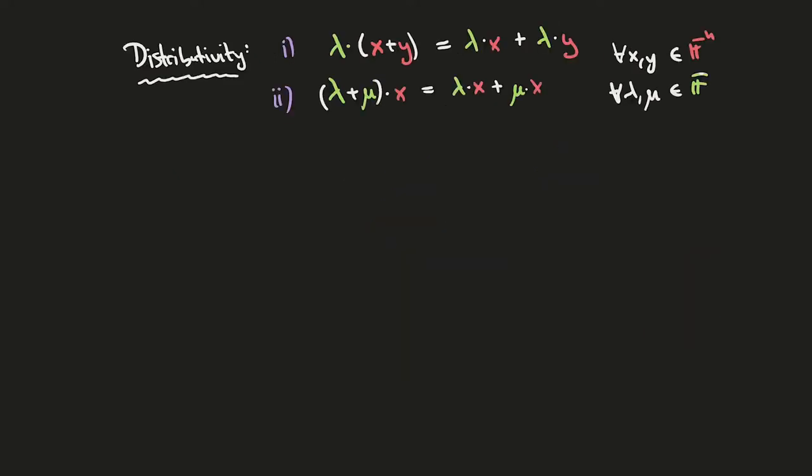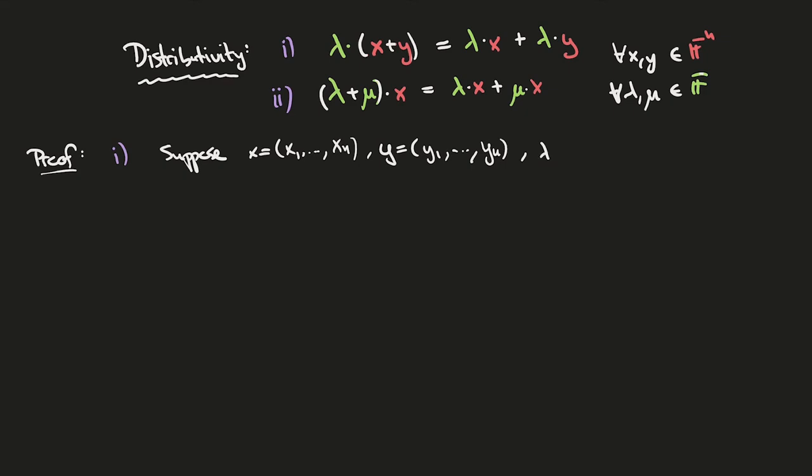As was the case with previous properties, the proof of distributivity boils down to reducing the distributive property in Fn to the corresponding one in the field F. So let's prove the first equation. Suppose that x is equal to x1 up through xn, y is equal to y1 through yn, and that lambda is some element in F.